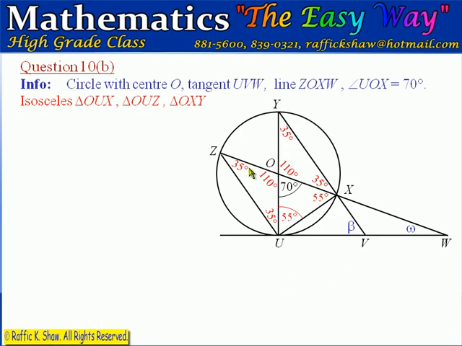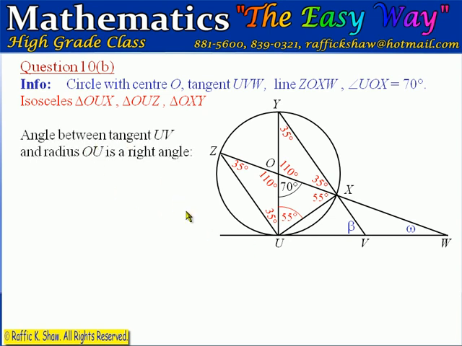Now, this is the information we have so far, and now we're going to proceed to try and find beta, which is the next angle we're required to find. Angle UVX, which is beta. Now, this is a tangent and this is a radius, and the angle between a tangent and a radius is 90 degrees. So let's go ahead and show that. The angle between the tangent UV and the radius OU is 90 degrees. The angle between a tangent and a radius is 90 degrees, and so this angle here is 90 degrees.